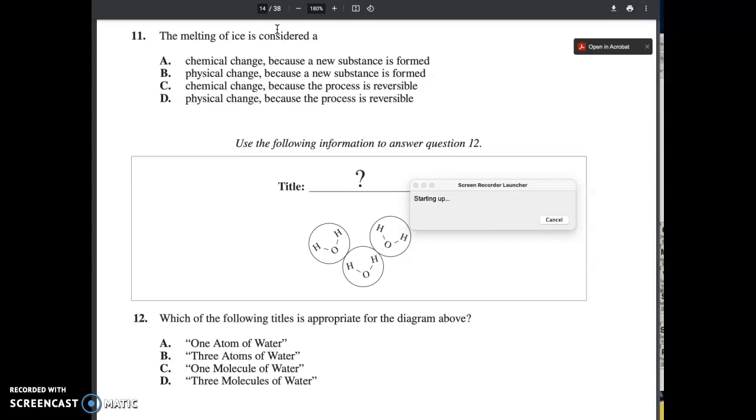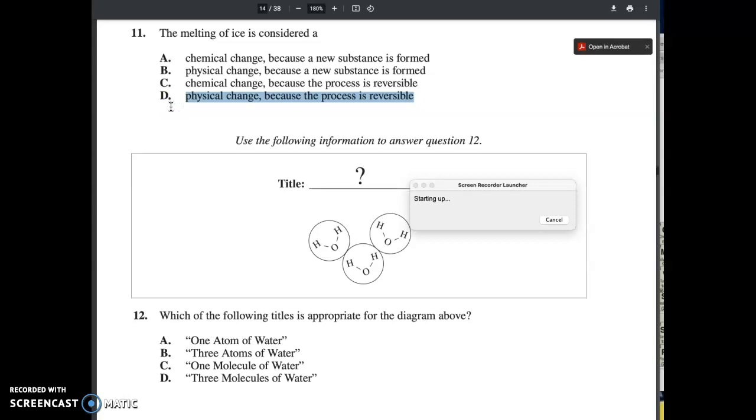You can change that back from liquid to solid and then even to gas and back. That one is a physical change because the process is reversible. Okay, when you produce a new substance, then that's your chemical change. So the correct answer here is D.